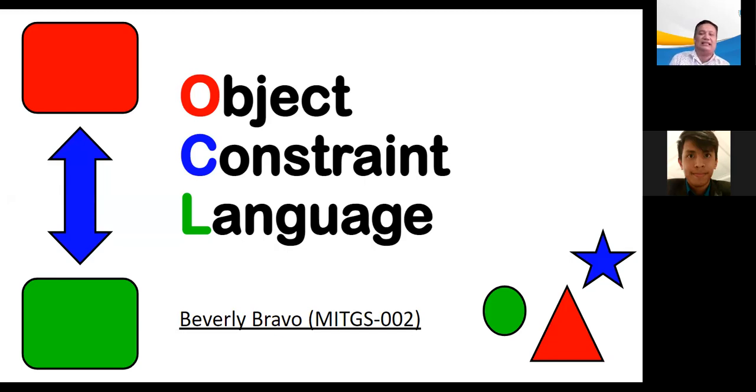OCL is a key component of the new OMG, or Object Management Group, standard recommendation for transforming models, the Queries, Views, Transformation, or QVT specification. Again, OCL is a descendant of Syntropy, a second-generation object-oriented analysis and design method.